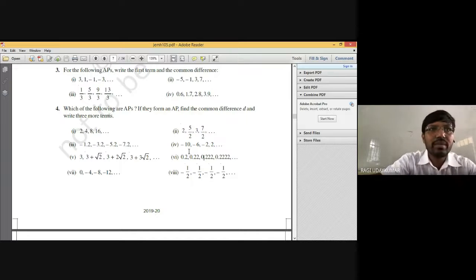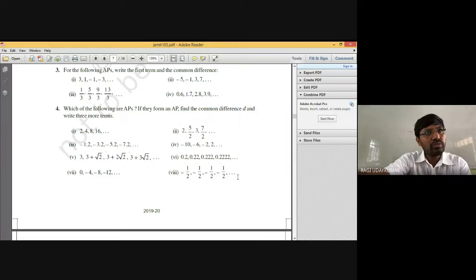Sixth one is not arithmetic progression. You can check. 0.2, 0.22, 0, because difference we are not going to get same. It looks like something same number, but it is not arithmetic progression. I'm coming to the 8th one, and most of the students will get confused. If same number is given, yes, if same number is given also, it is an arithmetic progression.